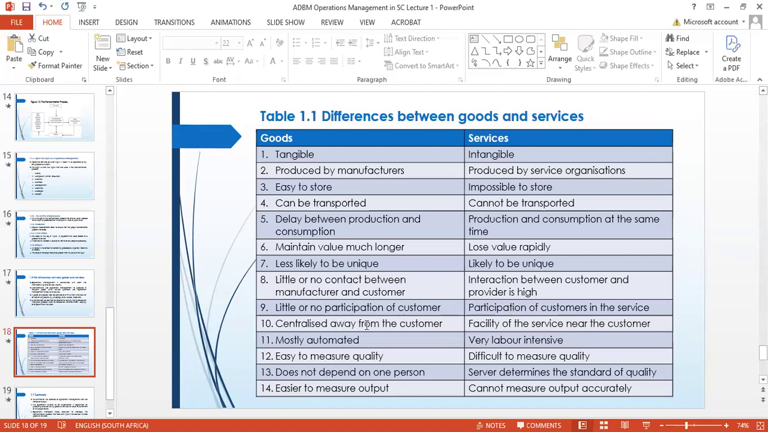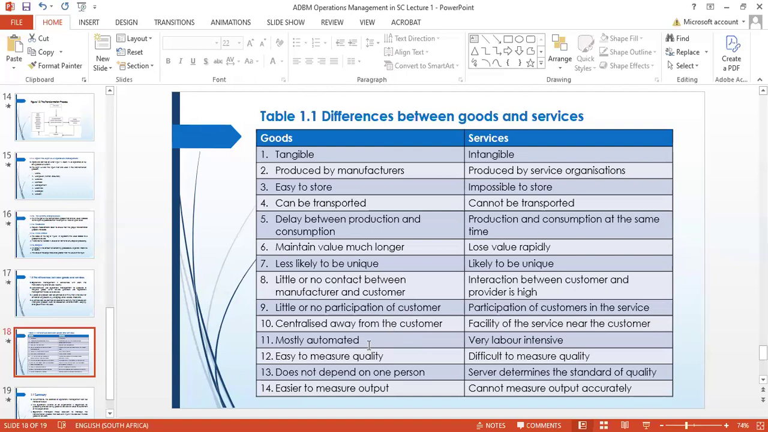Number 10, centralized away from the customer. That's a good, but the service facility is near the customer. But nowadays, things have changed. You can have a service far away from the customer because of technology. There can be a service provider in Italy or in Finland. You can get a service from someone who is in Finland whilst you are in South Africa, right? It's possible because of the advancements in technology. So this one now is debatable.